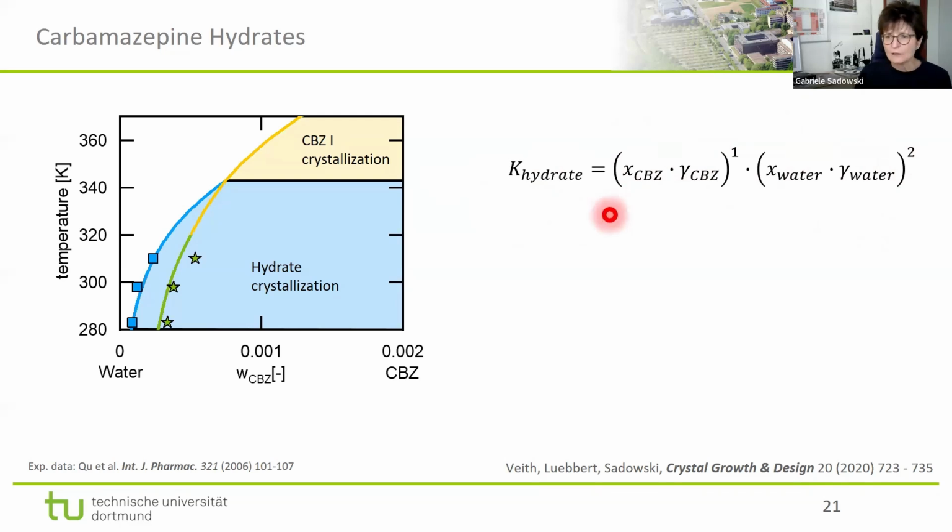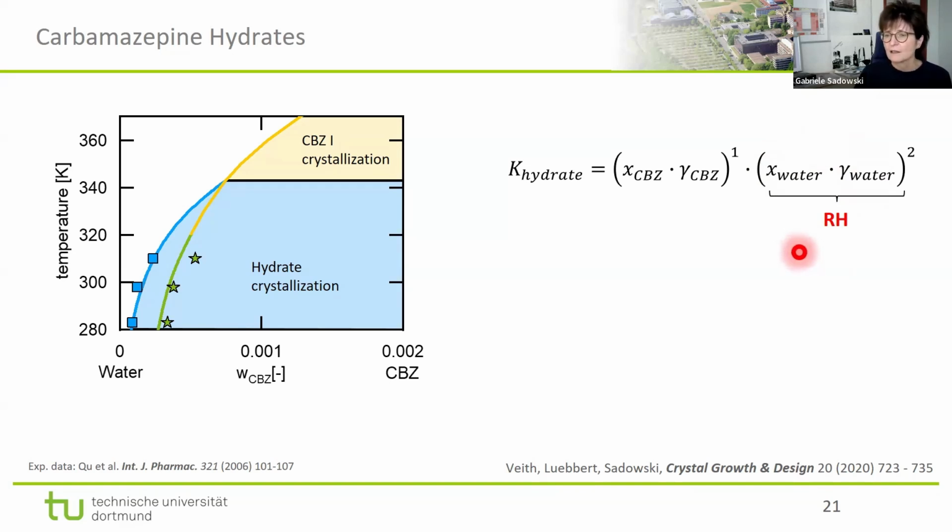And in particular, we see that we have x water times gamma water. And you certainly know that this is nothing else than relative humidity if this solution is in equilibrium with humid air. So this is water activity, and this is actually the same as the partial pressure of water divided by the vapor pressure of water.